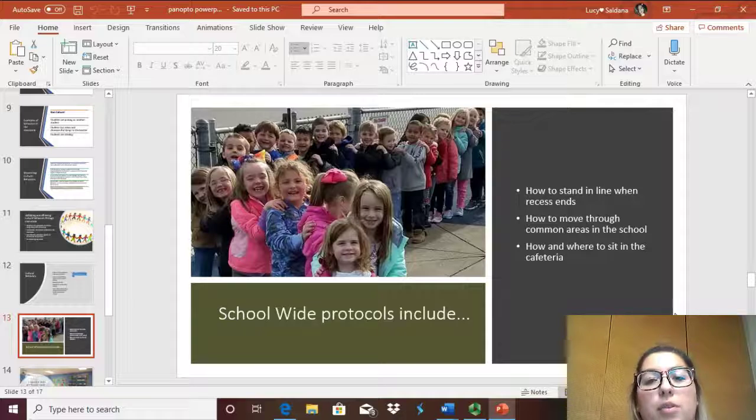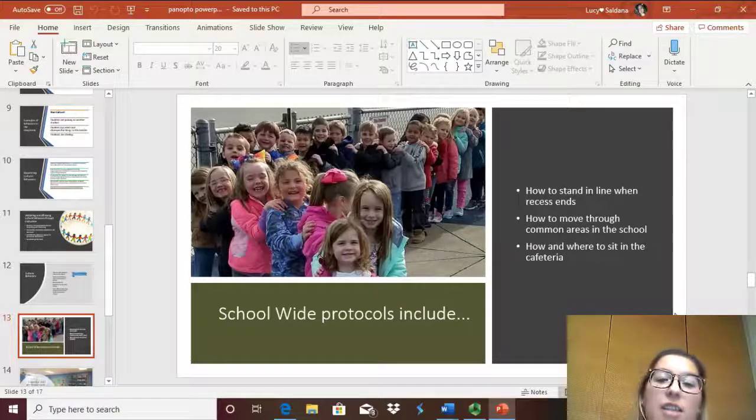Another protocol is how students move in common areas in the school. So there may be different ways that the teacher expects students to go from place to place. Maybe they have a hall pass, or maybe they just raise their hand and ask to go outside. Or there are different transitions, like music, different steps. Like they have a schedule that they have to follow.